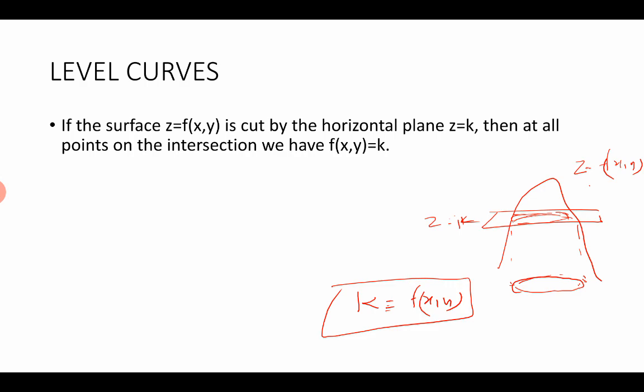One more time: if there is a surface z equal to f of x, y in three-dimensional space, we cut it with a horizontal plane z equal to k. So this is in three-dimensional space, isn't it? We cut with z equal to k, and the intersection is projected onto the ground xy plane. The projection gives us a curve. This curve is called a level curve. So a level curve can be found from the equation z equal to f of x, y by letting z equal k, a constant value.